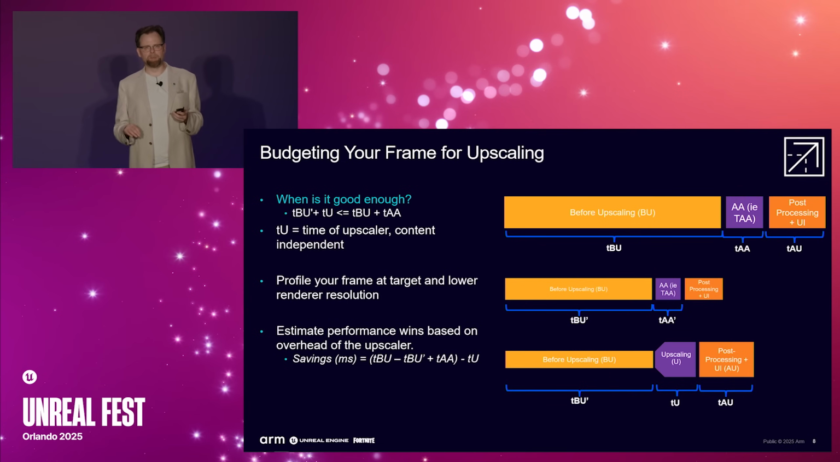Scene actors in place, frames rendered. Apply some anti-aliasing, and then whichever post-processing that you need for screen-based effects, any UI overlay. Very broad strokes, but this is the typical things you would see in a graphical frame. Good. So what if we wanted to make a change to that and introduce upscaling?